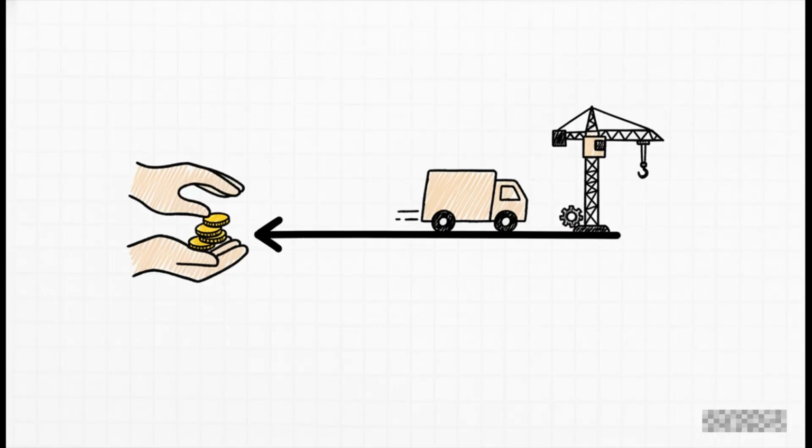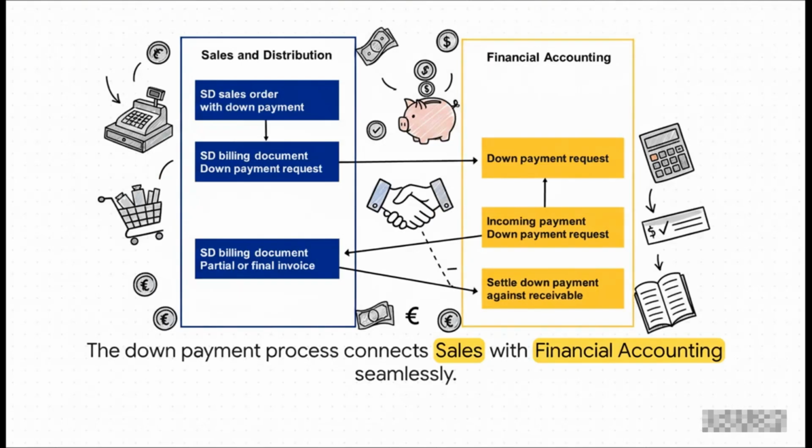All right, here's another special case for you. What if you need the customer to pay a portion of the total cost up front before you even start the work or ship a single product? We're talking about a down payment. This process really shows how seamlessly SAP connects different departments. The sales team creates a down payment request right from the sales order. That request flows directly to the financial accounting team so they can track the incoming cash. Then, much later, when you send the final invoice, the system automatically remembers that down payment and deducts it from the total. It's a perfect handshake between the sales and finance departments.